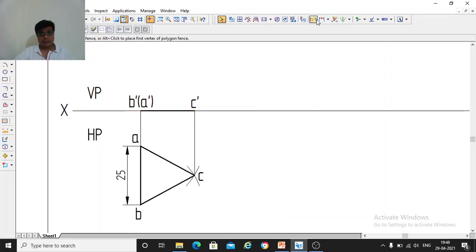Just like the previous problem, we will take this front view and move it. We will just redraw the front view here. This is B dash, A dash, B dash, C dash, the BC front view I have taken here, and you should draw this at 45 degrees.